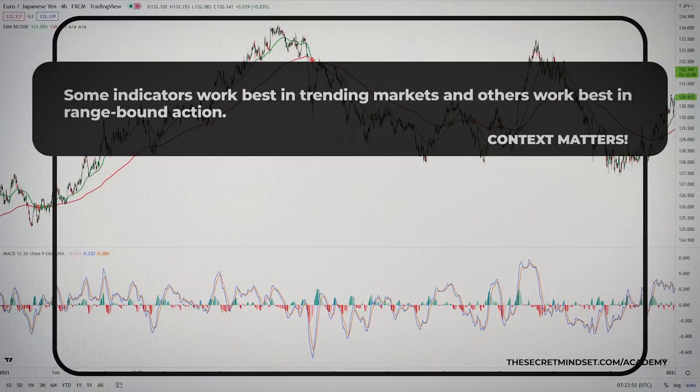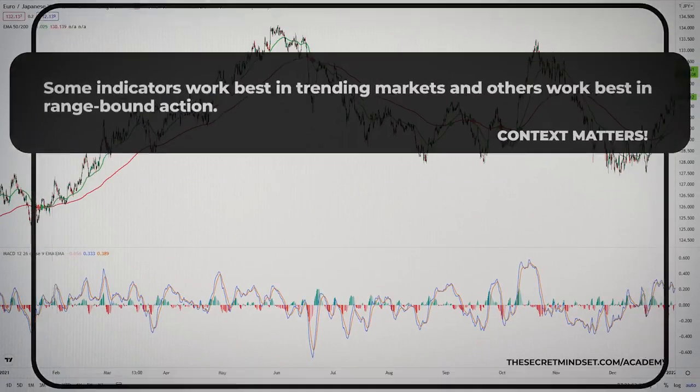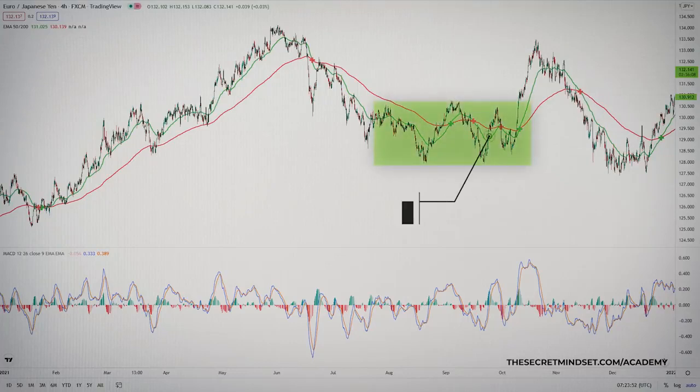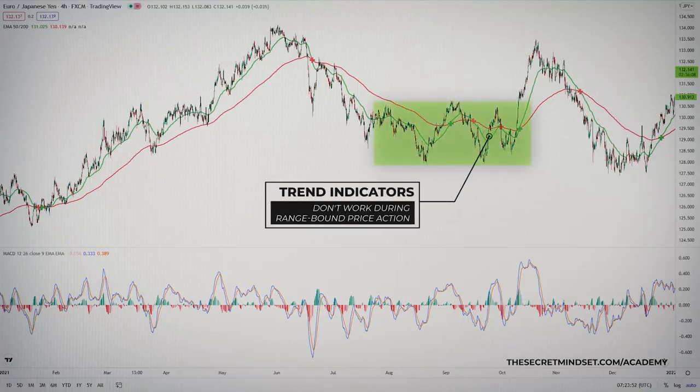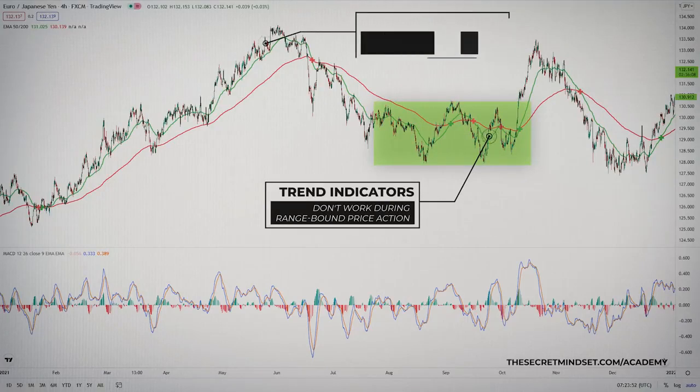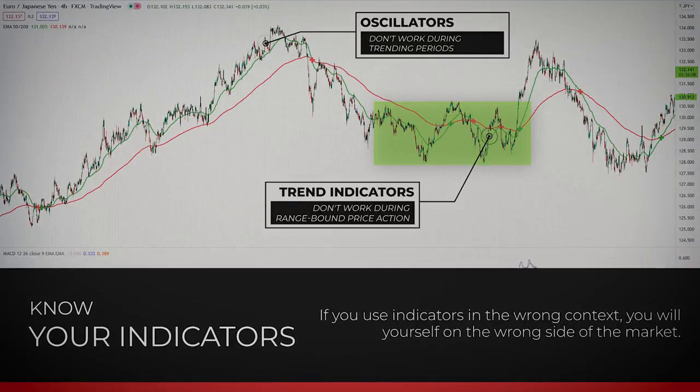Some indicators work best in trending markets, and others work best in range-bound action. Using a trend-following indicator is a recipe for disaster if prices are bouncing back and forth between clear support and resistance levels. Trending markets tend to offer a very high number of overbought or oversold signals on indicators designed to trade directionless markets. This will put you on the wrong side of the market, and you usually won't get a reversal signal until losses have become very significant.